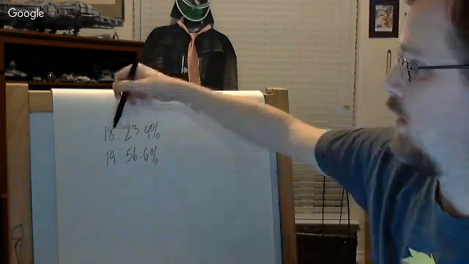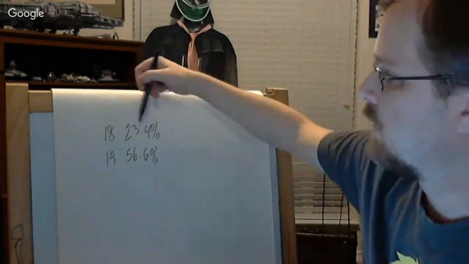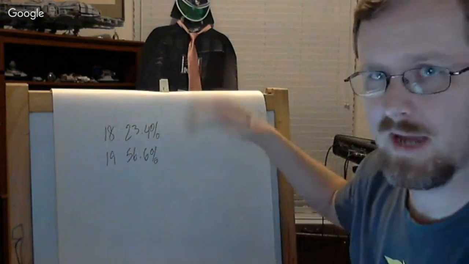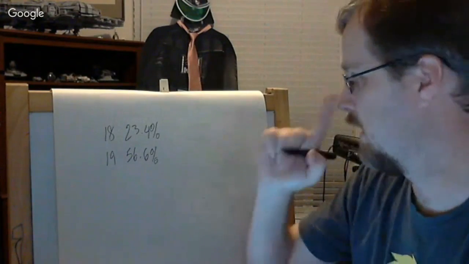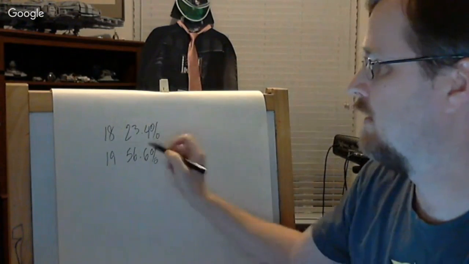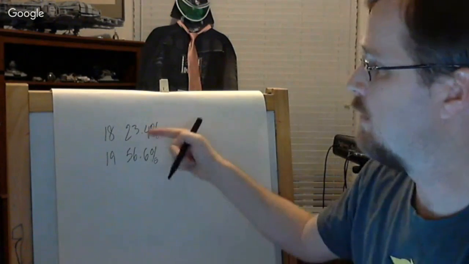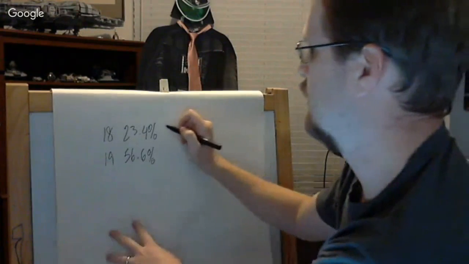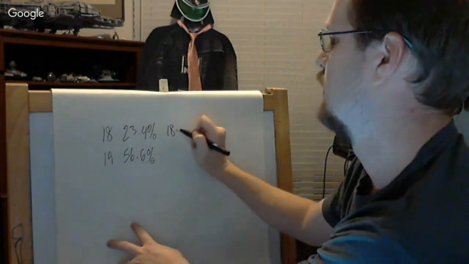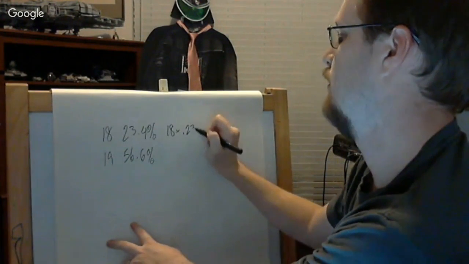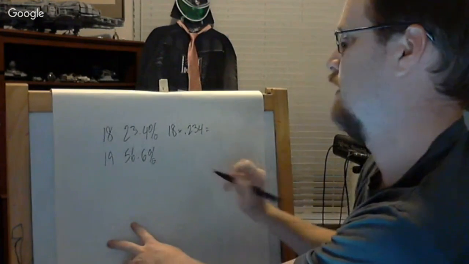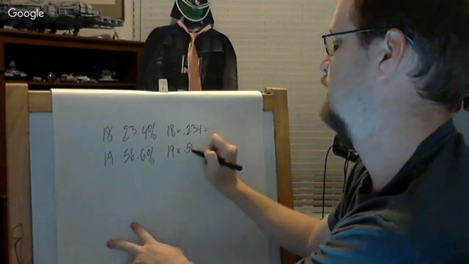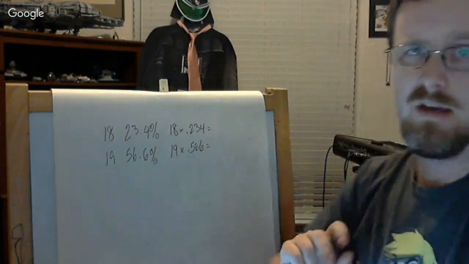Well, we're going to multiply these 2 numbers together. And we'll multiply those 2 numbers together. We'll get those answers, and then we will add them up. And that's it. The thing with this is that you've got to remember that this is a percentage. And so you got to move the decimal to the left 2 places. So what I'm actually going to be doing here is 18 times 0.234, whatever that is. And then I'll do 19 times 0.566, and whatever that equals.